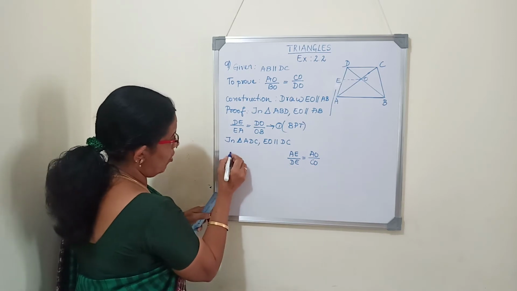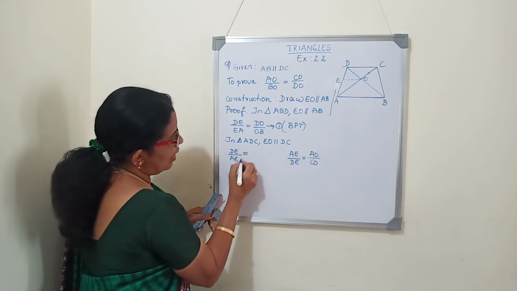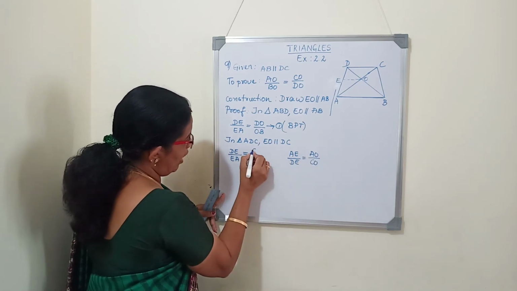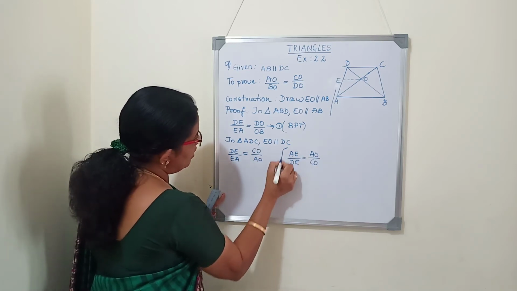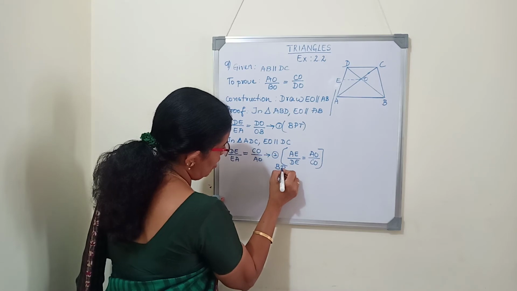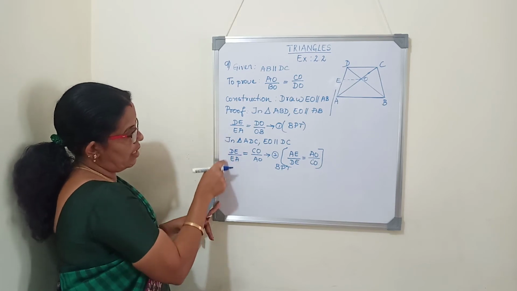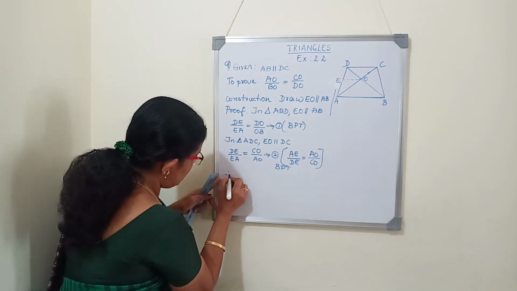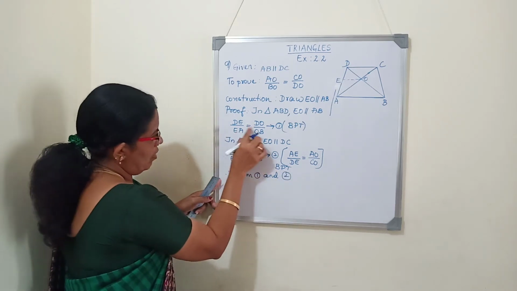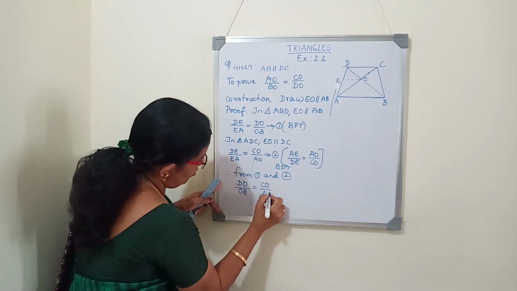When you take the reciprocal on both sides, we will get DE by EA is equal to CO by AO. Both are the same. We wanted to get the same LHS, so we have written it like this. This is equation 2. This is also by BPT. So now from equations 1 and 2, we see that DE by EA, the LHS, is the same, so we can compare the RHS. Therefore, from 1 and 2, DO by OB is equal to CO by AO.